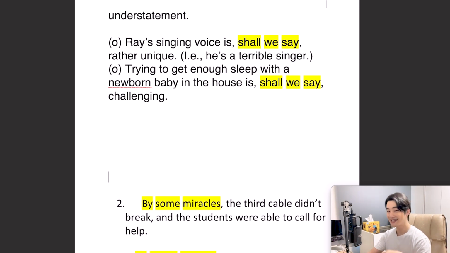Okay, Ray's singing voice is, shall we say, rather unique. 레이의 노래하는 목소리는 좀 특이하다. Now, 특이하다 means special, unique. 근데 이런 경우에는 kind of 비꼬다, sarcastic. So, in fact, 뭐 레이는 노래를 잘 못합니다. So, we're using a sarcastic tone. And it's also the way you would say it. So, a natural native English speaker would go, Ray's singing voice is, shall we say, rather unique.